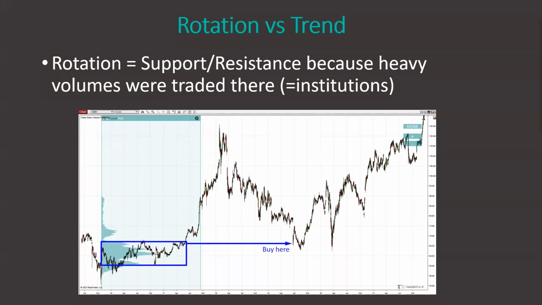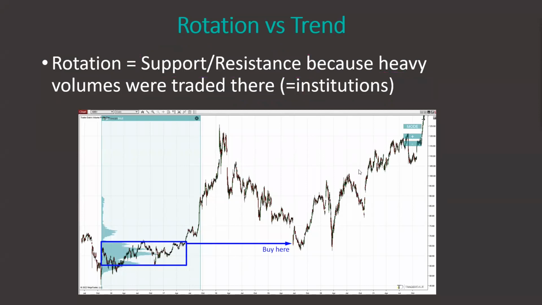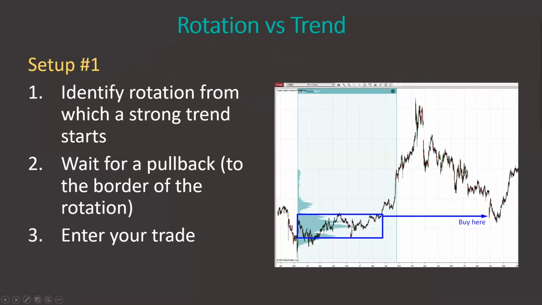So anyways, rotation areas with heavy volumes act as strong support and resistance zones because heavy volumes were traded there. And heavy volumes mean big trading institutions, right? So remember that. We'll talk about this several times during the presentation. Heavy volume areas or rotation areas work as strong support and resistance zones because heavy volumes are traded there. All right, so that brings me to the first setup that I'm going to talk about.